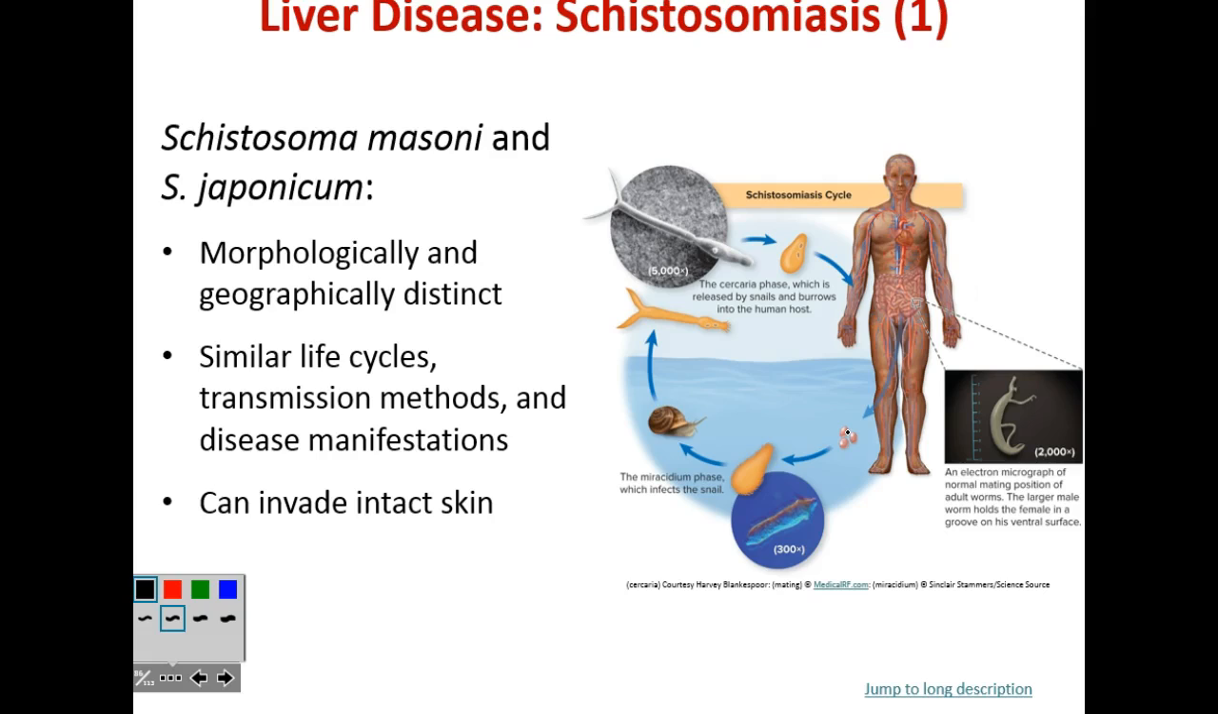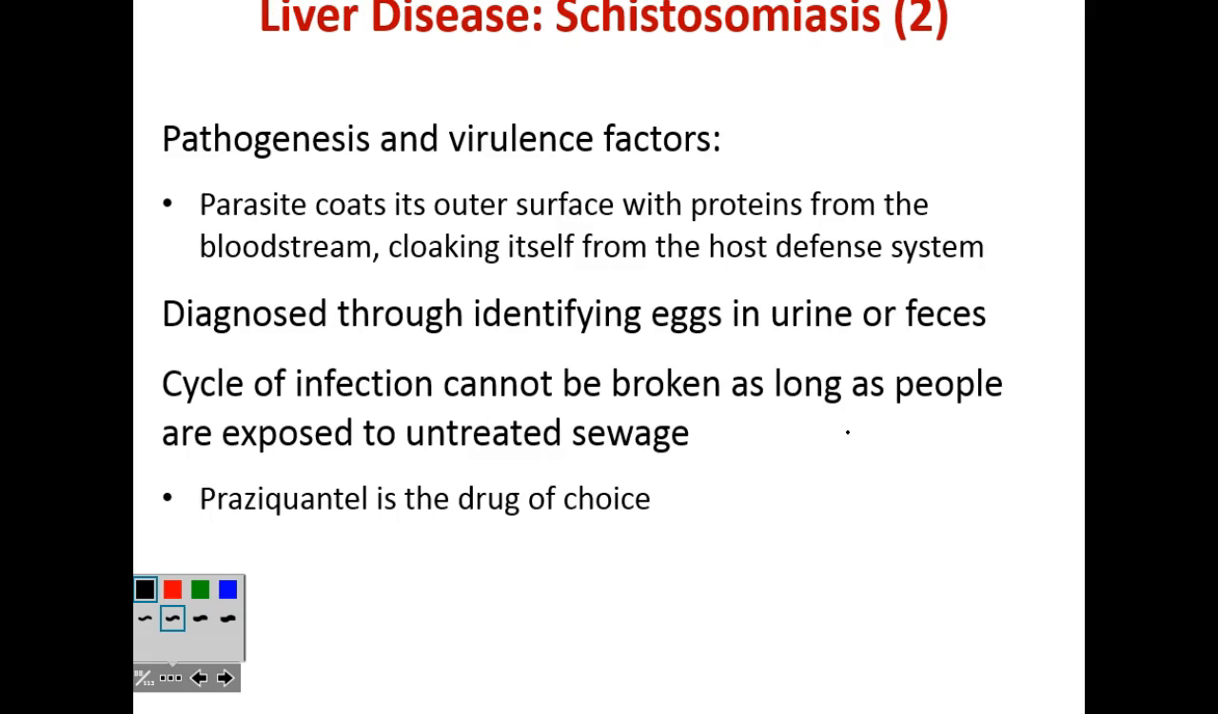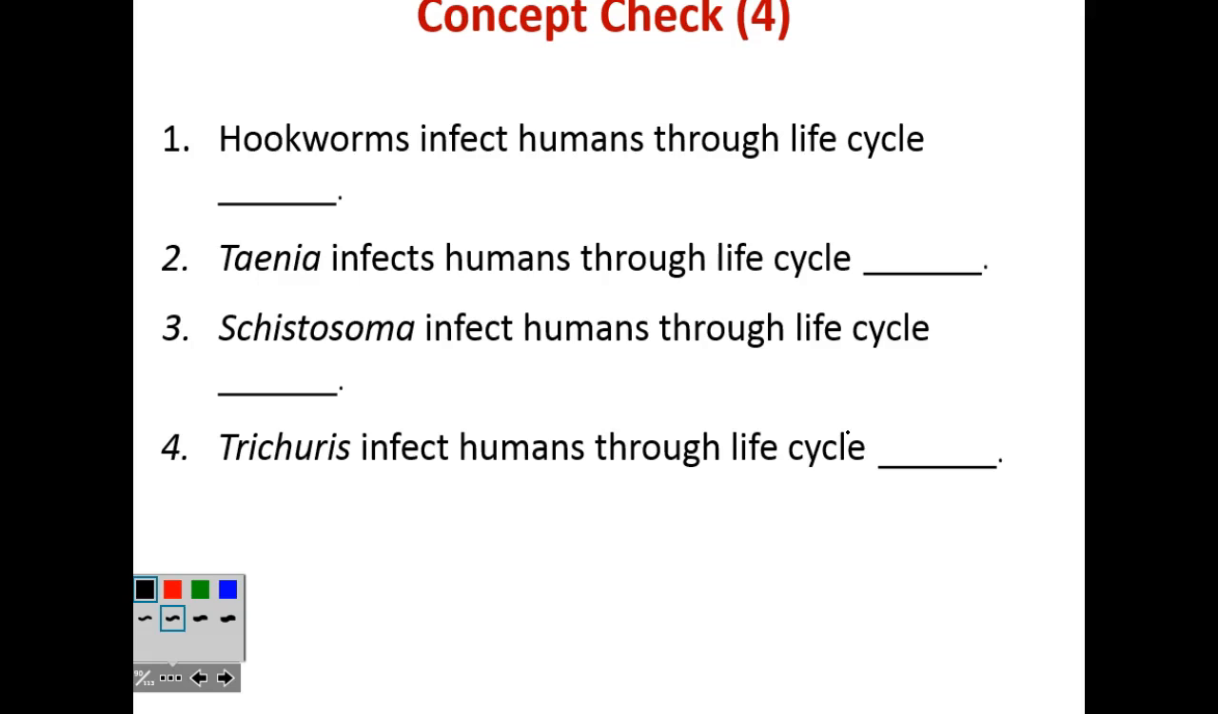If you have liver disease, schistosomiasis, and another one is S. japonicum, it's morphologically and geographically distinct, has similar life cycles, transmission methods and disease manifestations. It can invade intact skin. So how does it invade intact skin? Hookworms infect humans through their life cycle.